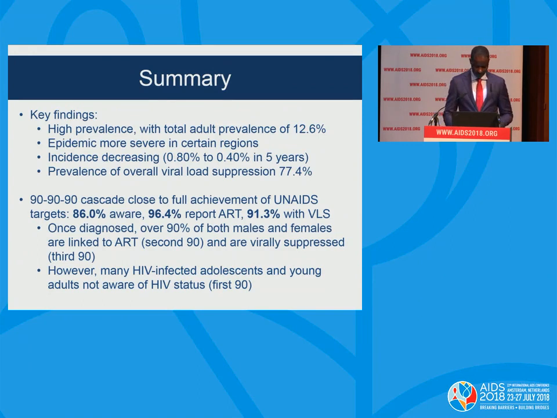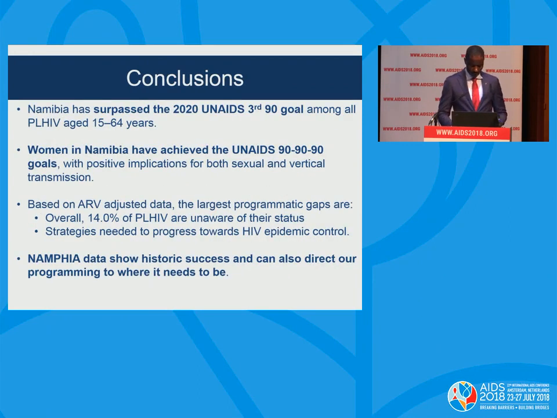In conclusion, therefore, what does this mean to Namibia and perhaps to the world at large? Certainly, we can be happy to have achieved an international milestone by already exceeding the 2020 UNAIDS goal, for the third goal at least. I'm excited by the fact that women in Namibia have already reached all the 90s. This has very positive implications for sexual and vertical transmission, in addition to women's health and survival in general.